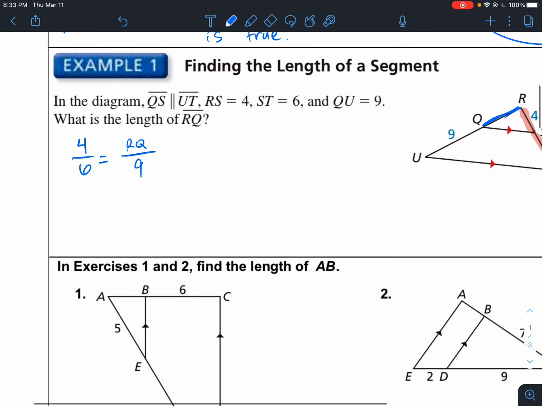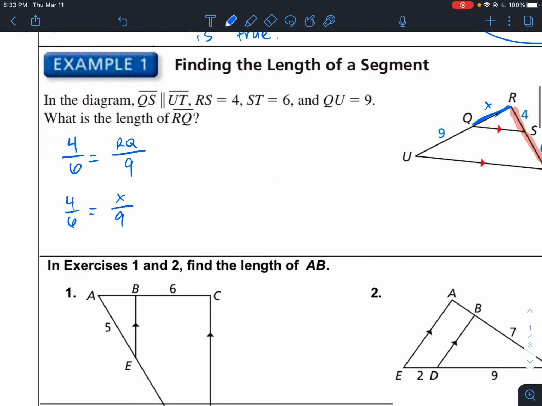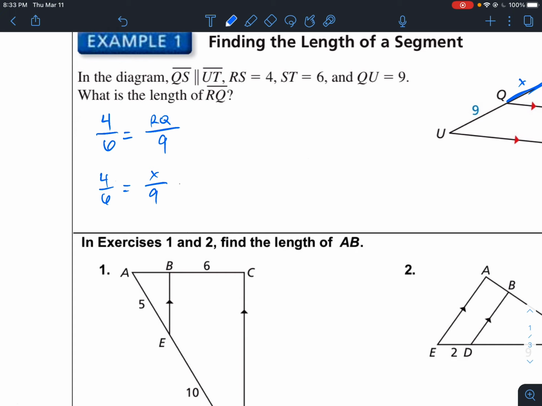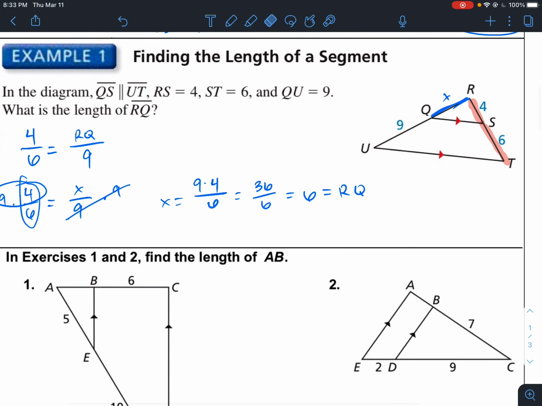If you want, you can say 4 to 6 is equal to x to 9. This is our x side, so that's the length we're looking for. I am going to multiply both sides by 9. Here they cancel. On the left side, that's 4 times 9 divided by 6. So x is equal to 9 times 4 divided by 6. 9 times 4 is 36, divided by 6. So 6 is equal to RQ. Okay, so that's how you can set those up.